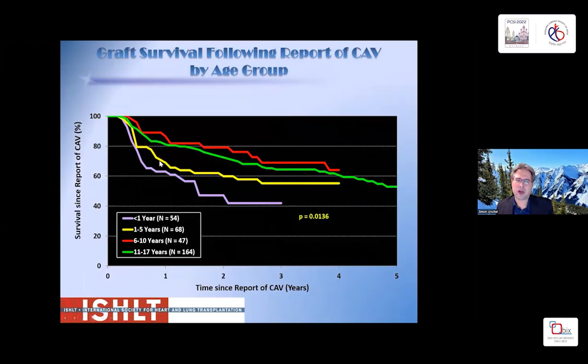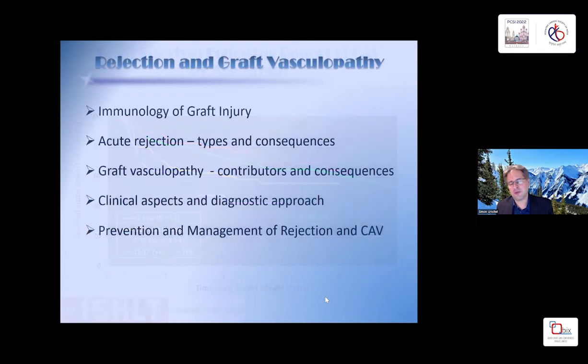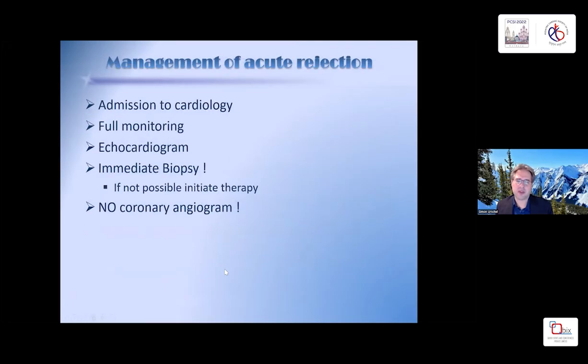It's also important how old you are when you develop it. Sadly, although they get it less commonly, the younger children tend to have a much faster progression once they experience graft vasculopathy, accordingly require more aggressive treatment if it's detected. Now, what can this treatment be, and how can we manage and prevent rejection and graft vasculopathy?